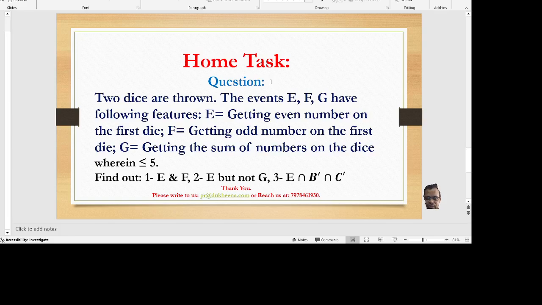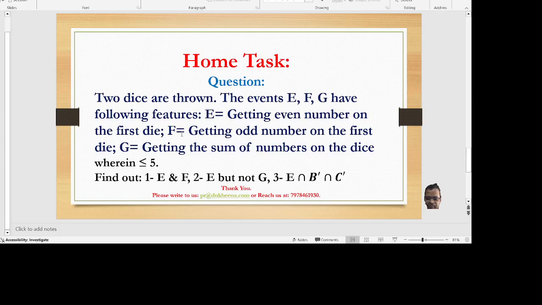I'm keen to give you a home task for this. If you like, you can try this problem using the very concept which we have just discussed. Here the question is that two dice are thrown. The events E, F, G have the following features. E is getting an even number on the first die. When two dice are thrown, each shows 1, 2, 3, 4, 5, 6. What are the even numbers among them?